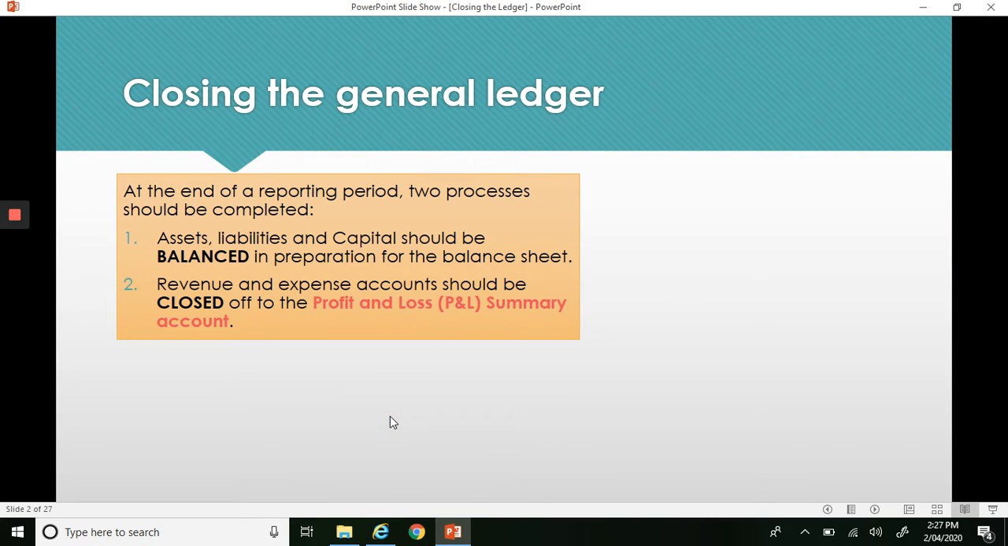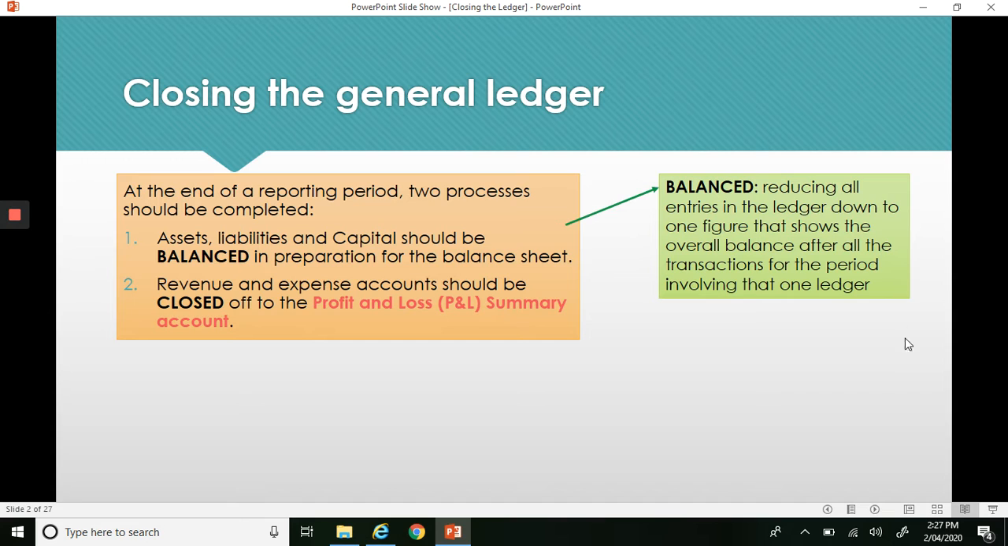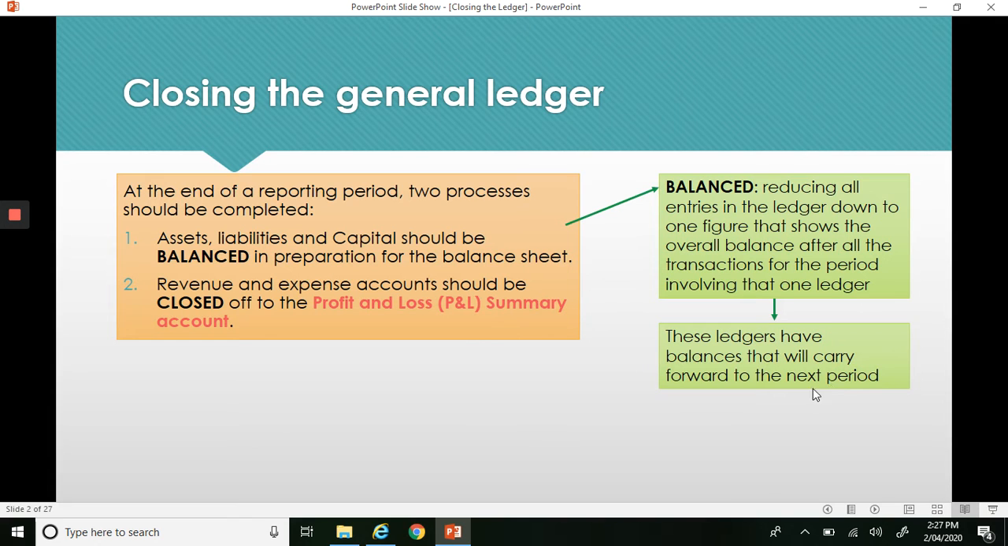So, closing the general ledger. At the end of the reporting period, two processes need to be completed. The first one is balancing, which you are familiar with. Balancing, of course, is reducing all entries in the ledger down to one figure that shows the overall balance after all the transactions for the period involving that one ledger. So you've already done and should be familiar with that process.